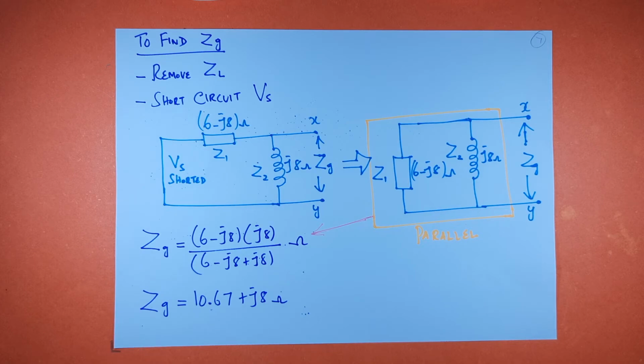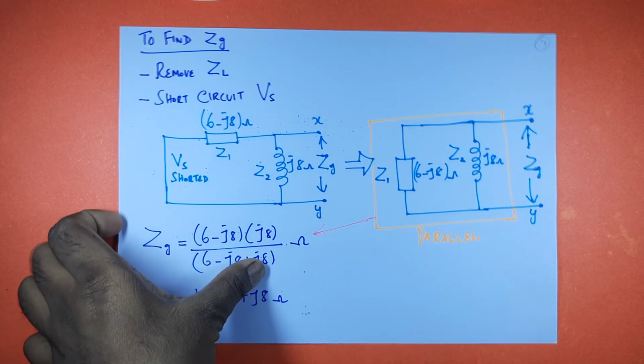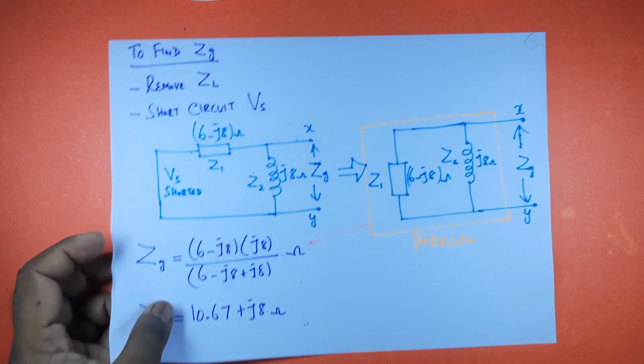So Zg, Z1 is 6 minus j8 multiplied by j8 divided by 6 minus j8 plus j8. So you operate your calculator in the complex mode. So you can directly get the answer. Zg equal to 10.67 plus j8 ohm. This is what we got, Zg.